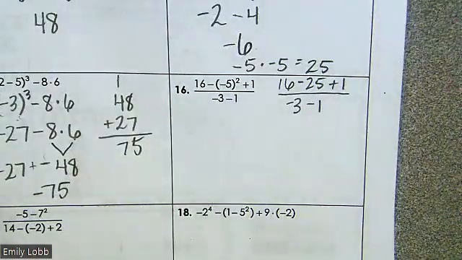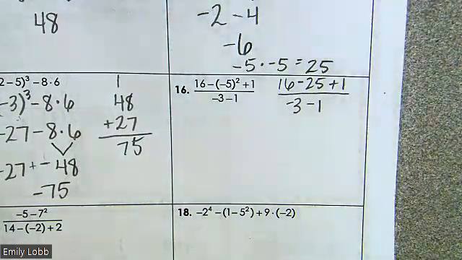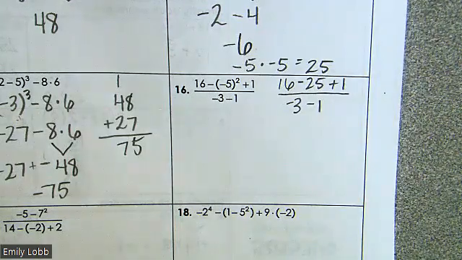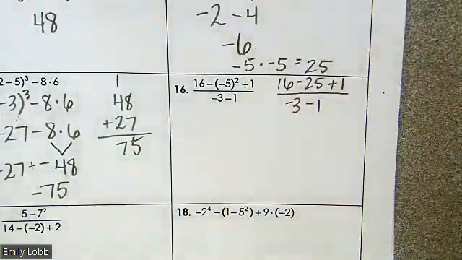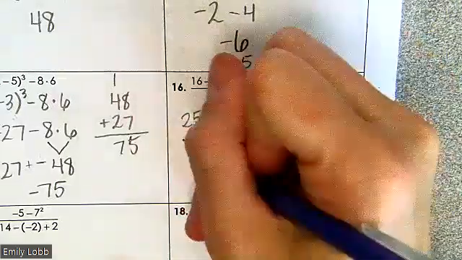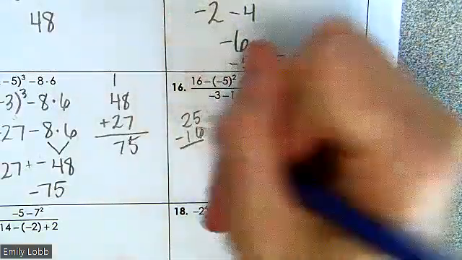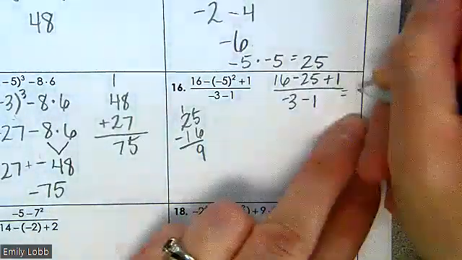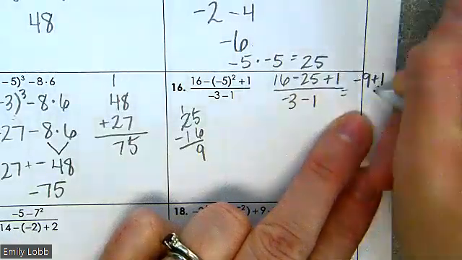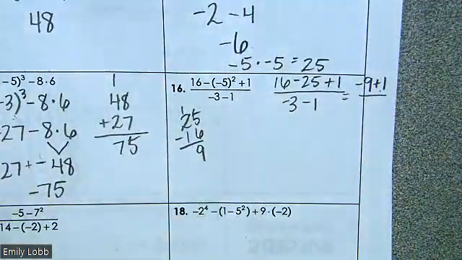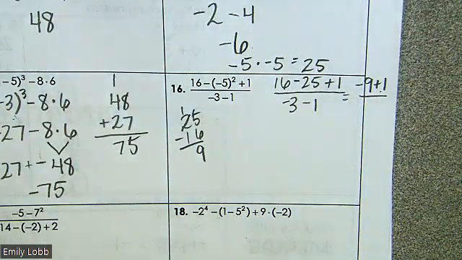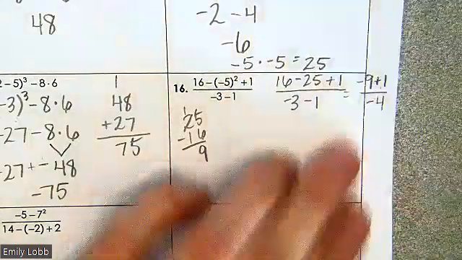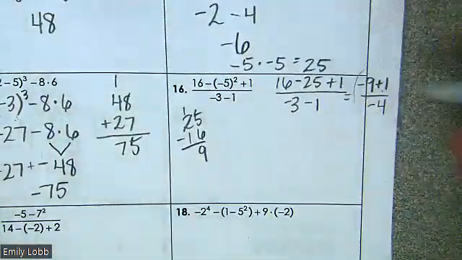So now we're going left to right. What's 16 minus 25? My signs would be different here, so I'm really finding the difference, but I have to do big minus little. 9, -9. So -9 plus 1. What's -3 minus 1? It's getting more negative. -4. So what on the top we still need to simplify?